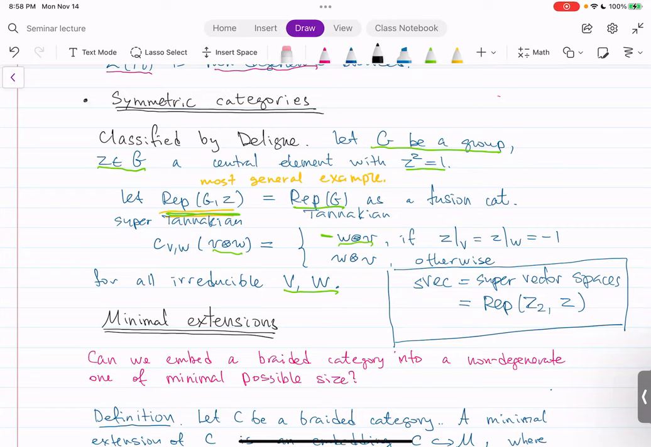Which is strictly speaking not necessary. One can develop this theory certainly in the non-semisimple finite setting. And for the infinite setting, I'm not aware of any theory, okay?